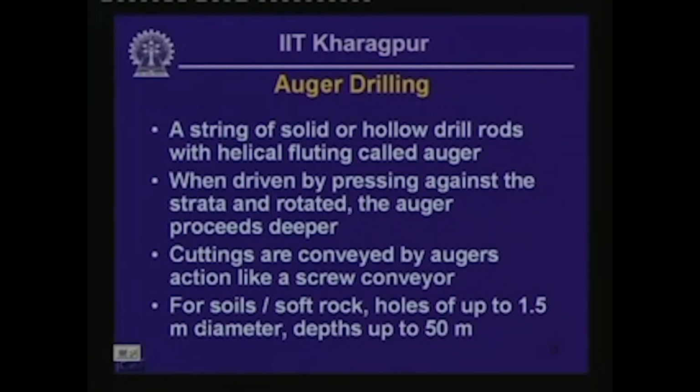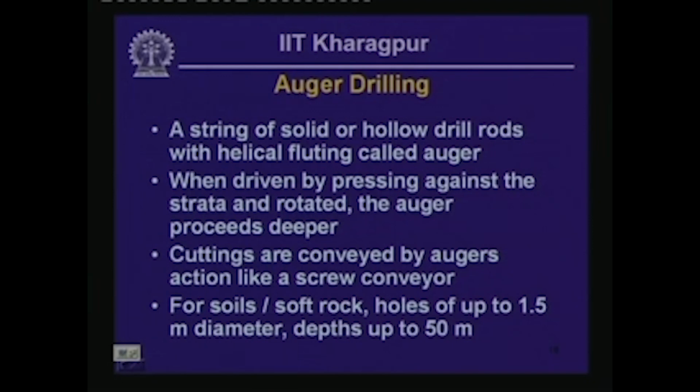Now, we move on to the next drilling procedure involving the use of an auger. So, here also a hole is dug in the ground. It is a circular hole, and in the digging process what we use is a string of solid or hollow stem augers, which are essentially drill rods with helical flutings, so that they look like a screw. We will look at a picture of this one in a little bit.